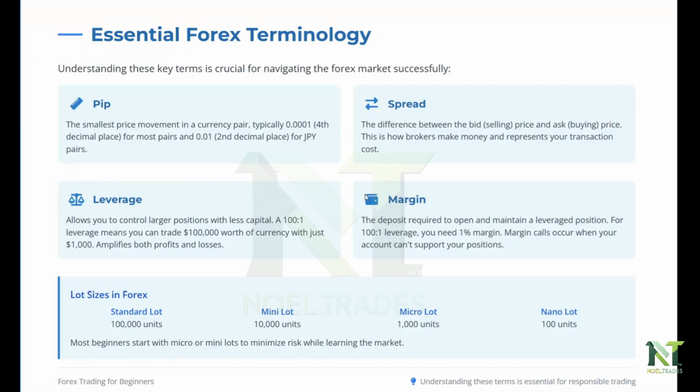And we have margin. It allows you to maintain the leverage on a position. For instance, with the leverage we were talking about here, you will need 1% margin to trade. A margin call occurs when your account cannot afford or support your position. So we have the lot sizes in forex: the standard lot, the mini lot, the micro lot, and the nano lot. Most beginner traders, most of the time, trade micro and mini lots.